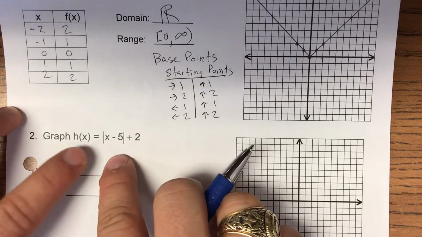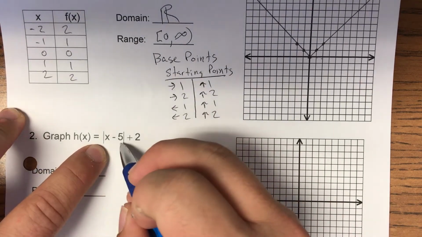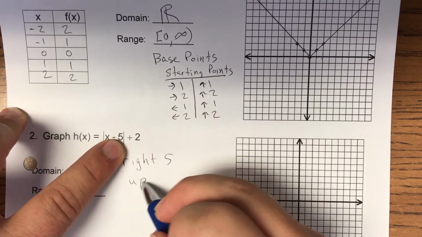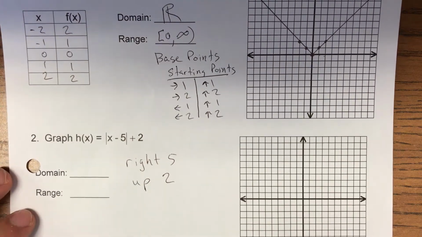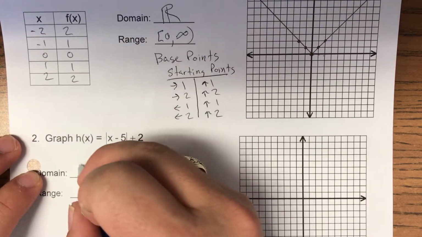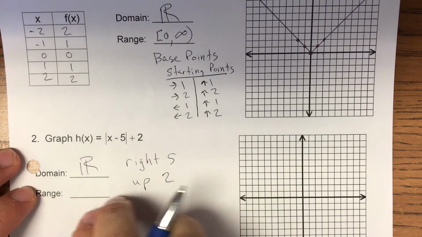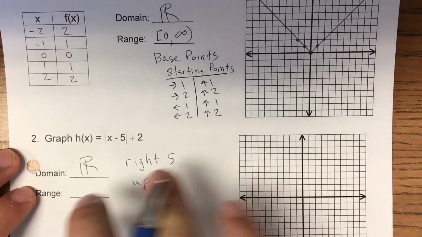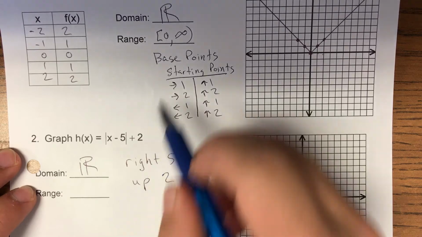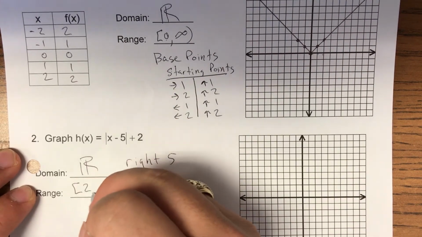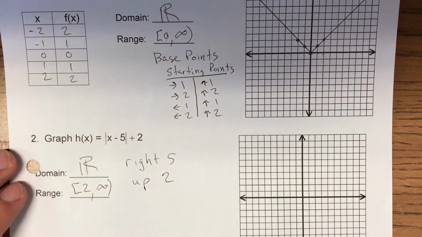All right, so on number 2, I'm going to list my transformations first. X minus 5 is going to go right 5, and plus 2 is going to go up 2. And so my domain, since it was all real numbers, it still will be all real numbers. I'll go ahead and do the domain and range first. If you wanted to, you could graph it and then do the domain and range. Either way is fine. My range, it did start at 0. This time we're going up 2, so it's going to start at 2 and go up to infinity.